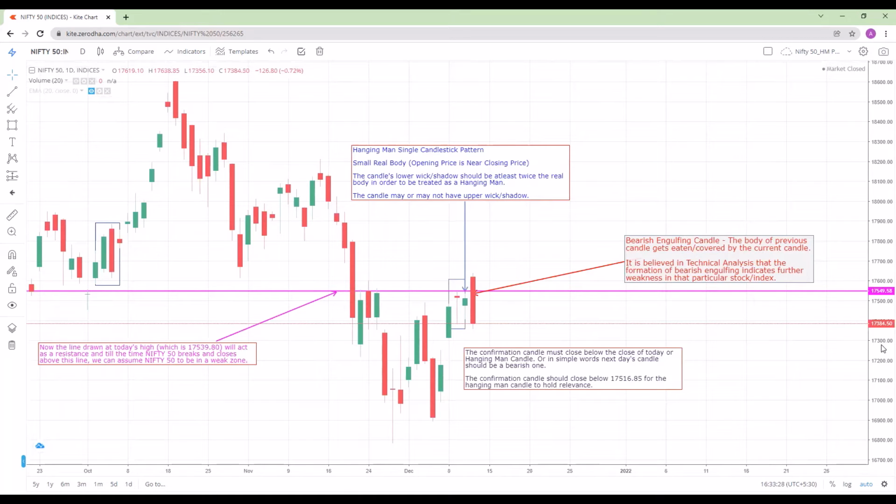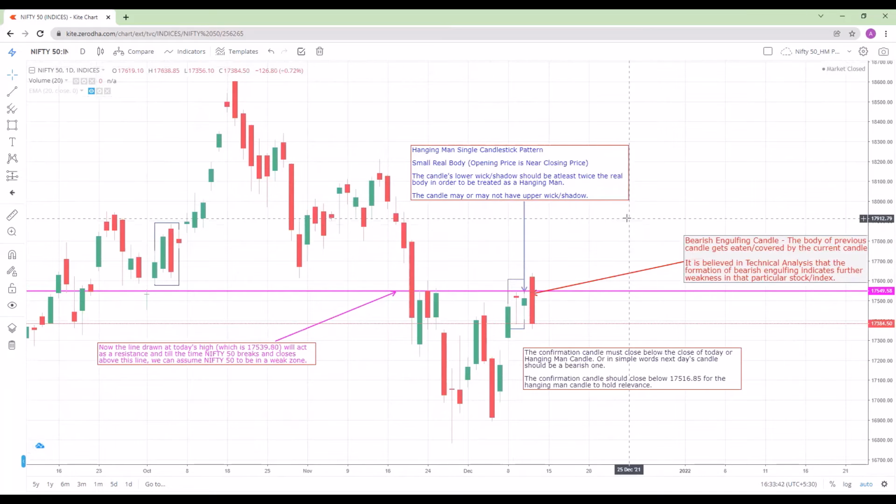You may, but we cannot be certain, because we have seen that in the case of indexes, bearish engulfing candle doesn't work quite often. So I'm not sure. I'm not a god. You should not take my words as final.